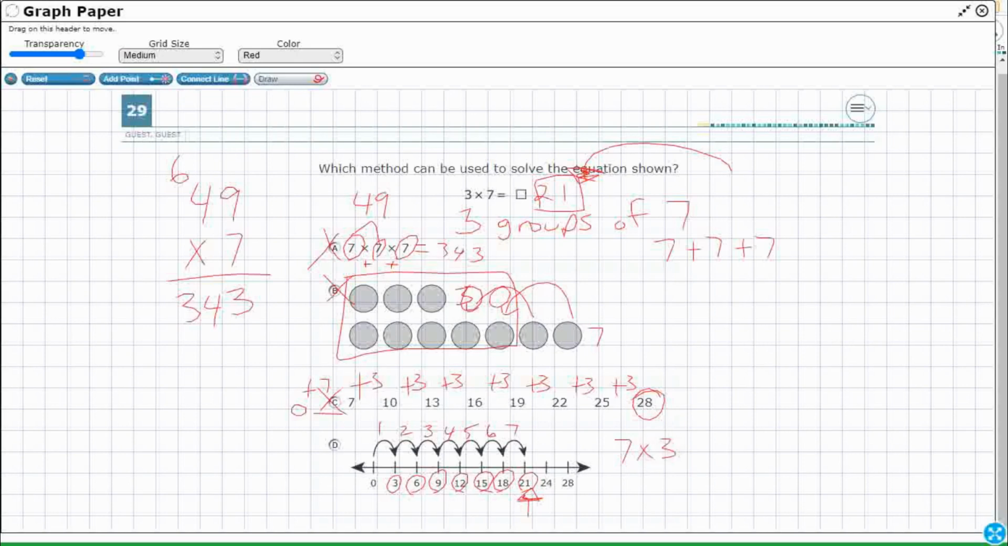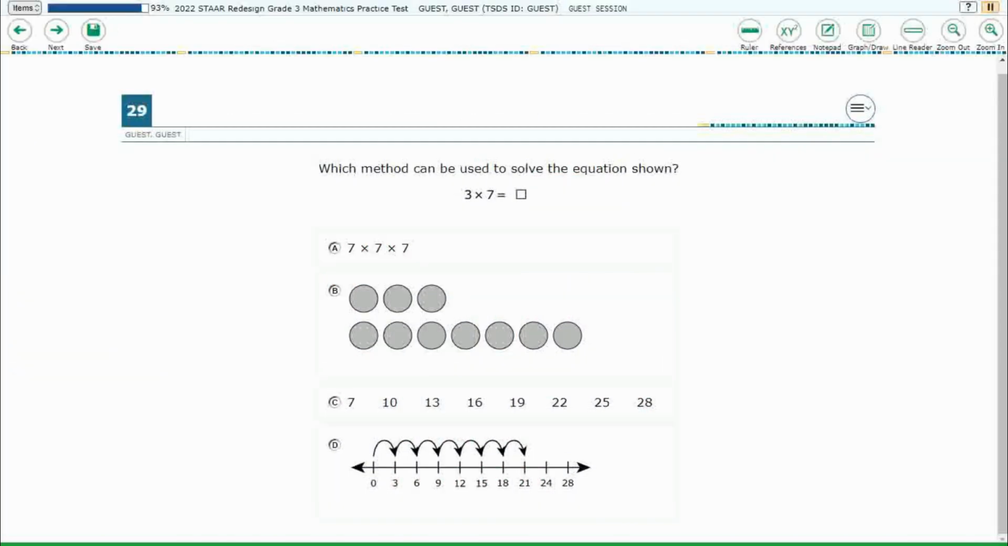So remember the commutative property of multiplication lets us flip the order. This is 7 groups of 3. Well, 7 groups of 3 is the same as 3 groups of 7. They both equal 21. So our answer here is D.